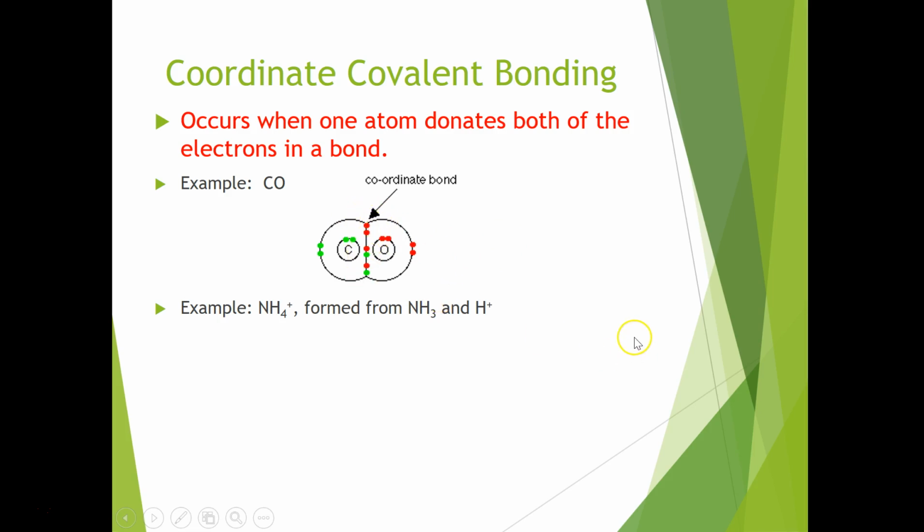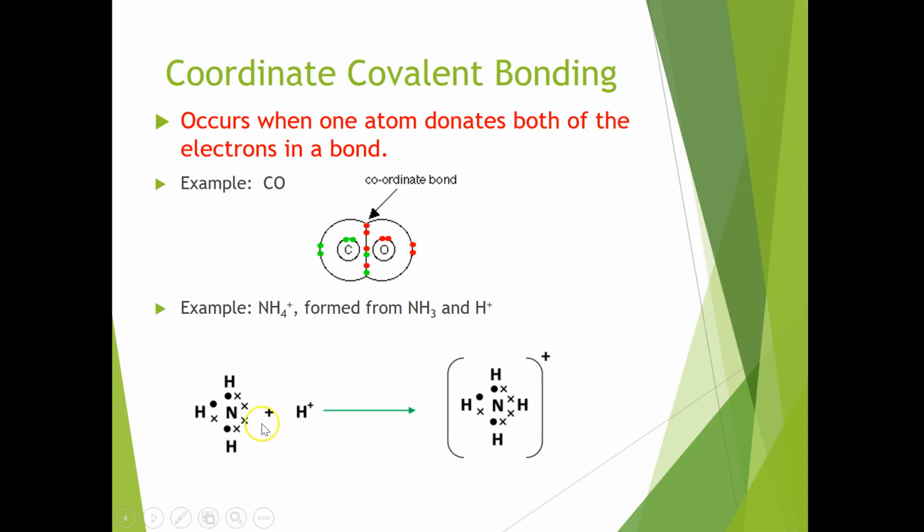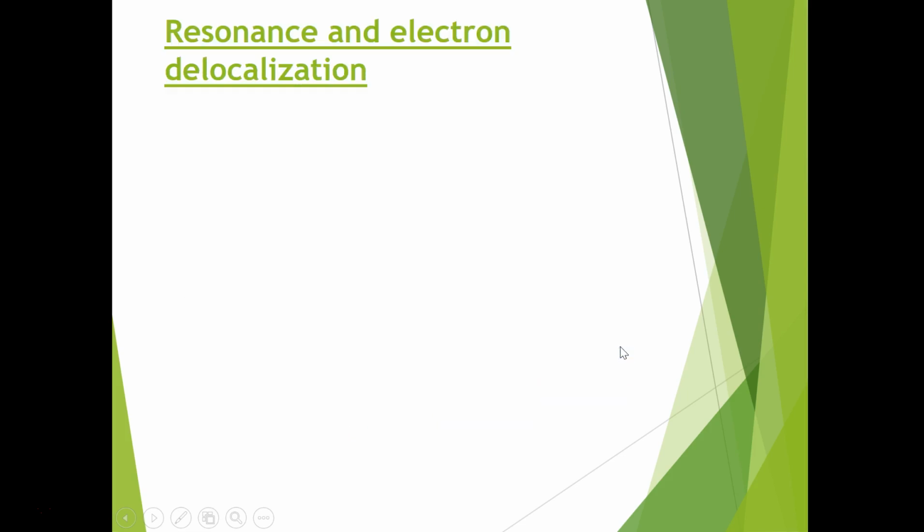Another example is the ammonium ion, which is formed from ammonia and a hydrogen ion. So ammonia is NH3 with a lone pair of electrons on nitrogen, and a hydrogen ion is just a hydrogen atom that lost its lone electron, so it's essentially just a proton. And the hydrogen ion will just attach to the ammonia, not supplying any electrons to the bond, so our coordinate bond is right there.